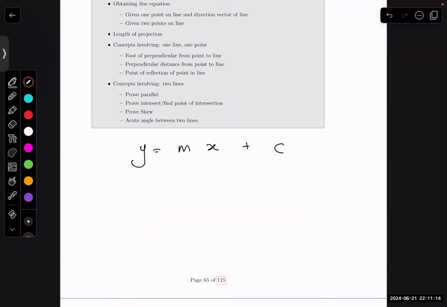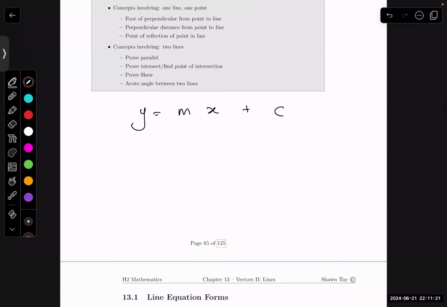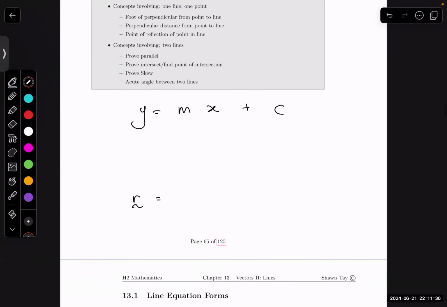Okay, what is there to learn from here? This is not for fun. It's not just to compare. y equals mx plus c is a pretty similar form to our line equation. The arbitrary position vector r equals some position vector a plus lambda times some direction vector. Of course we write down our lambda in R, but that's not very important here.